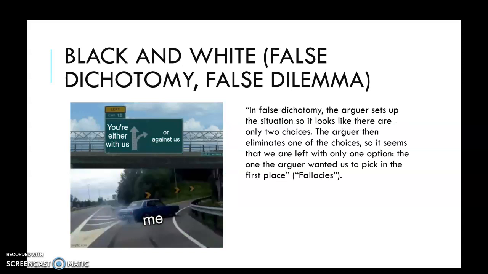A false dichotomy falsely narrows down the possible argumentative positions into only 2 alternatives, one of which is not appealing, leaving only one single option. When someone says you're either with us or against us, that's an example of the black and white fallacy or false dichotomy.